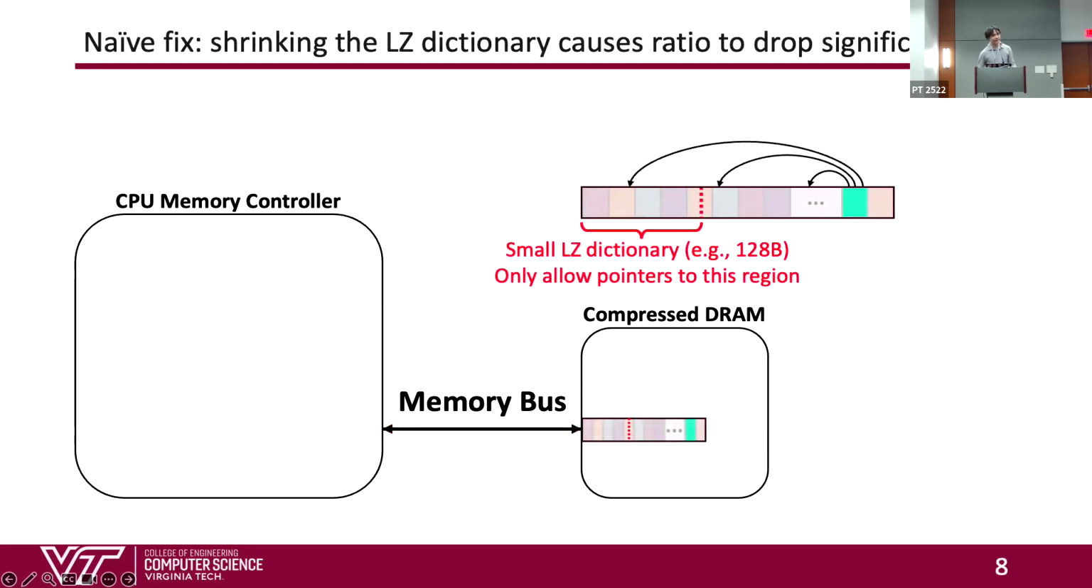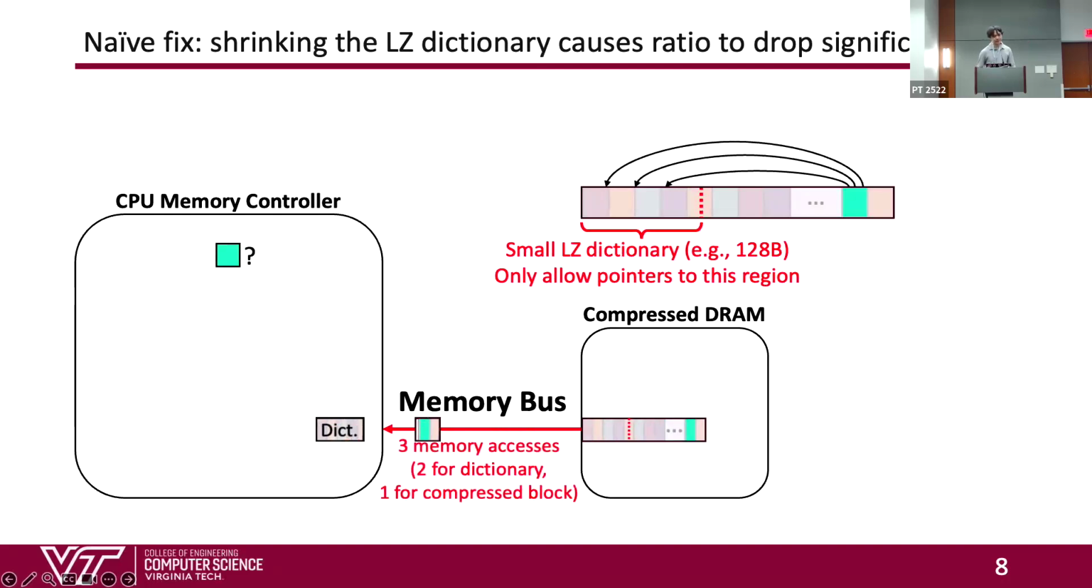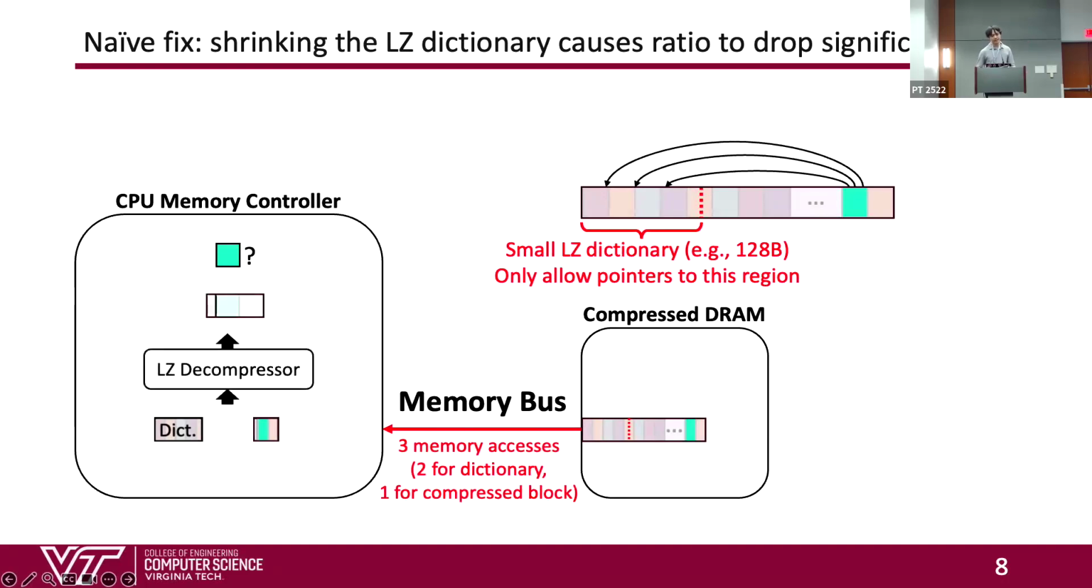So a naive solution to fix this issue with the fetch and decompress is restricting these pointers to just a small region in the beginning of the page. And the benefit of this is if we have that same request, all we need to do is fetch those two memory blocks and the compressed block. And then because the only dependencies are on that region in the beginning of the page, we're able to decompress just what we need.